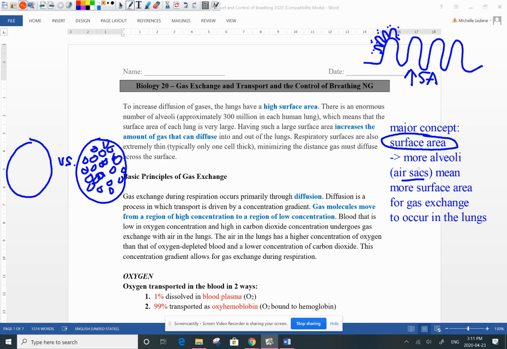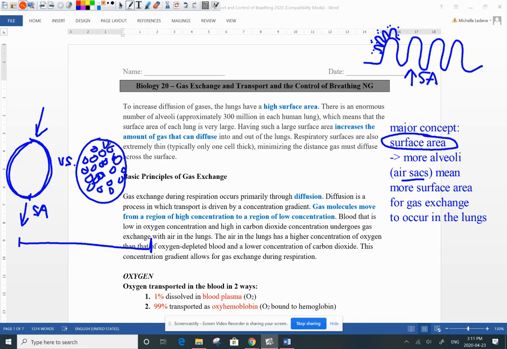So if we had just one giant lung with no tiny alveoli in it, this is what we call a low surface area, right? Like if I was to measure all the way around here and add it up, this is what my surface area would be.